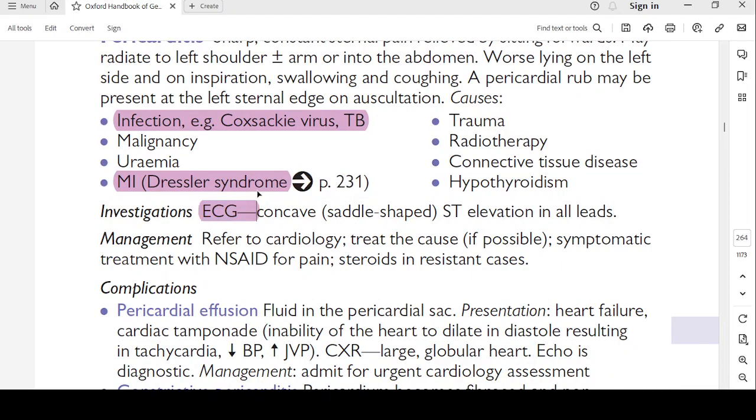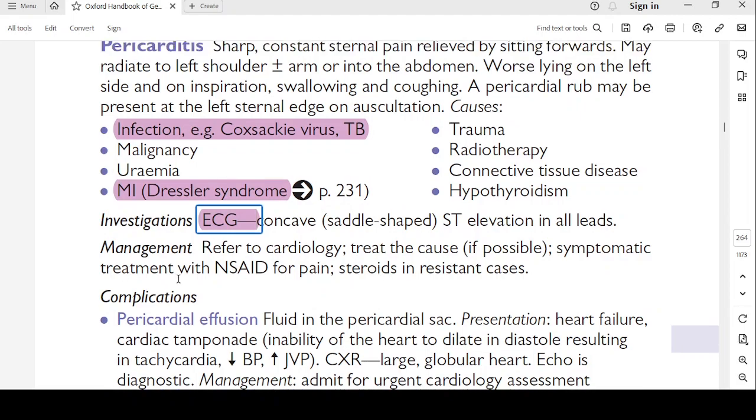In the ECG in pericarditis, you find a concave or saddle-shaped ST elevation in all the leads. So, in all the leads, there will be an ST elevation and it will be concave or saddle-shaped. Management. Refer to cardiology. Treat for the cause if possible. Symptomatic treatment with NSAID for pain and steroids in resistant cases.